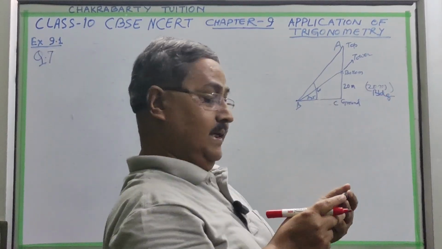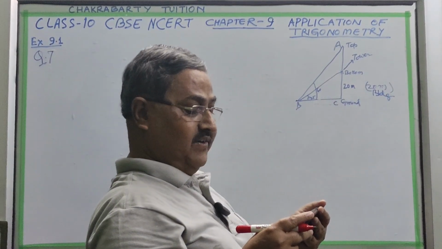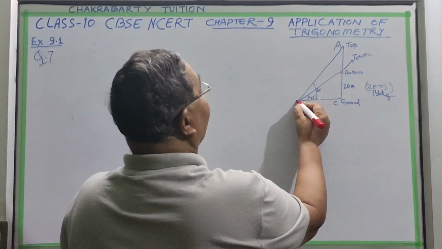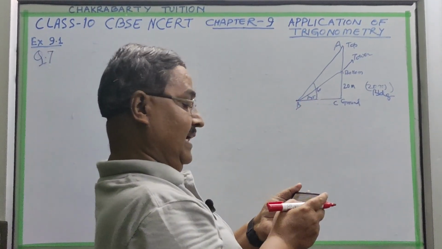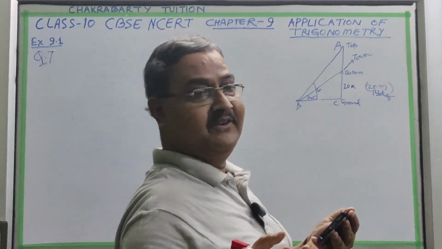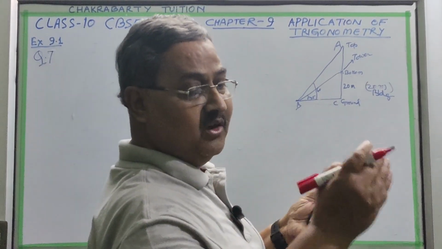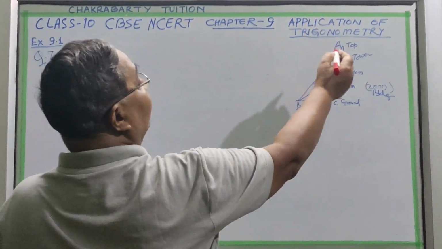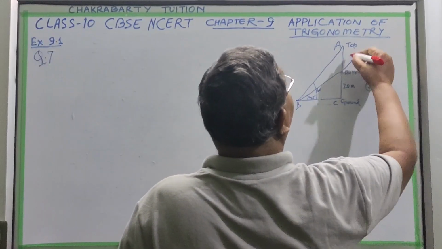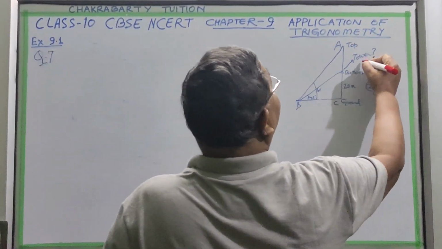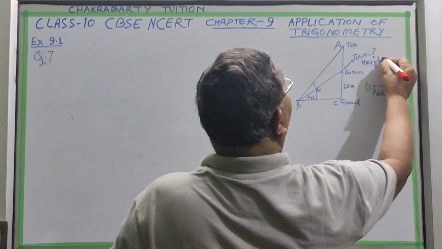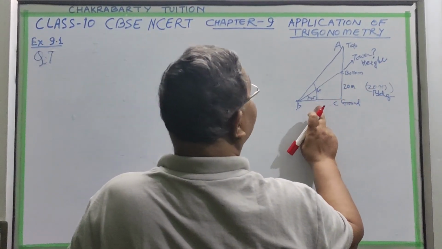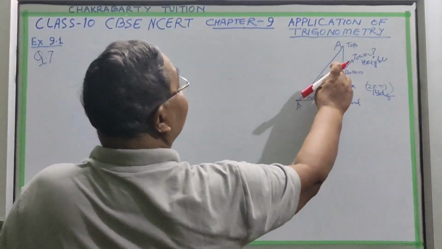The angles are 45 and 60 degree respectively. It means from the bottom it is 45 and from the top 60 degree, because respectively means the first is for the first and the second for the second. So this is the position. We have to find out the height of the tower. What is the height of the tower? We will start from the base, then find the full height.